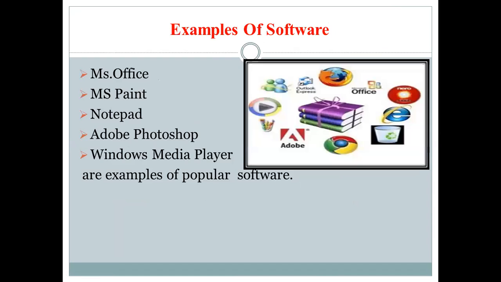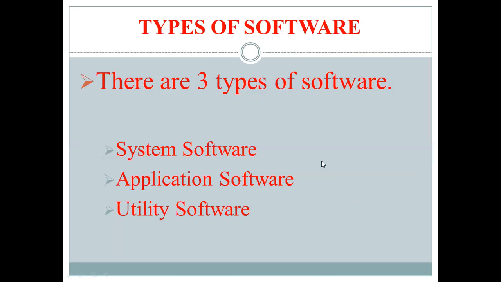These all are the examples of software. MS Office, MS Paint, Notepad, Adobe Photoshop, Windows Media Player are examples of popular software. See, in this picture you can see these all are the icons of software. Now there are 3 types of software: system software, application software and utility software. Now let's begin in detail.